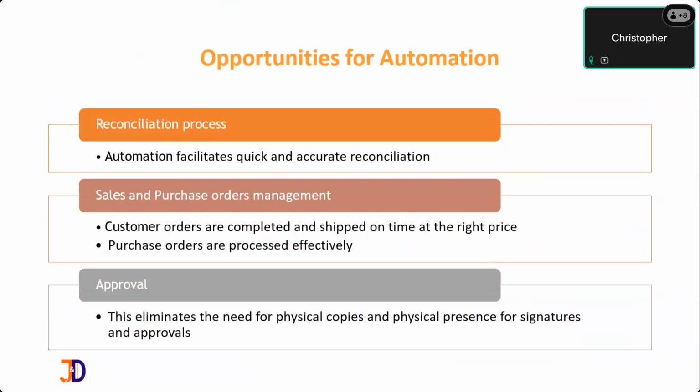We also have the approval process. If you run a business where you have different stages of approving, you may need to come up with software that can enable you to do that. This will eliminate physical copies and the physical presence within the offices where you would do the signatures.